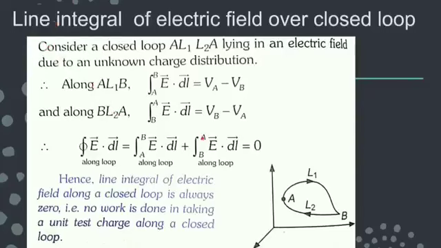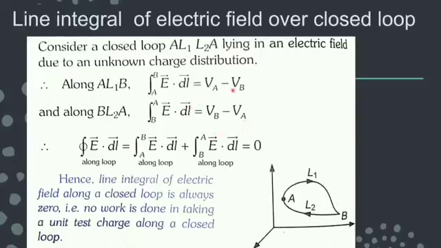If I take a closed loop, it means I am moving from A to B by one path and back by another path. What is found is that the line integral equals the potential difference. We have discussed just now that if I am moving from A to B, then this equals VA minus VB. If I am moving across this path B to A, then it is VB minus VA, because line integral equals potential difference.